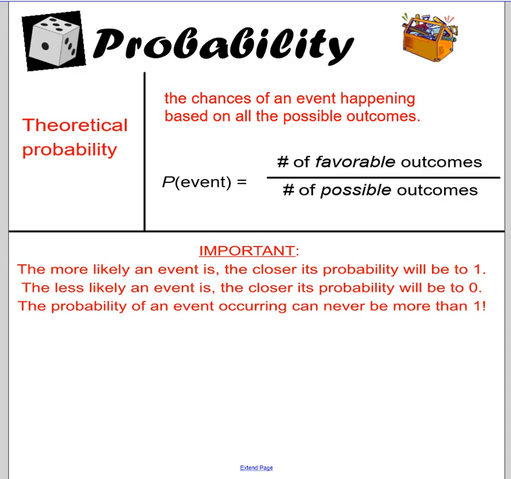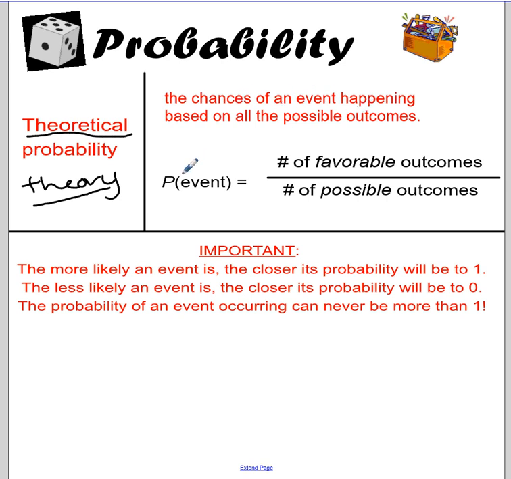All right, new word. So theoretical probability. Notice we're going to have two different kinds of probabilities that we're going to go over. This one's called theoretical. Theoretical sounds like in theory. It's in theory what should happen. So you're not actually going and doing an experiment. You're thinking about in theory what should happen. It's the chances of an event happening based on all the possible outcomes.